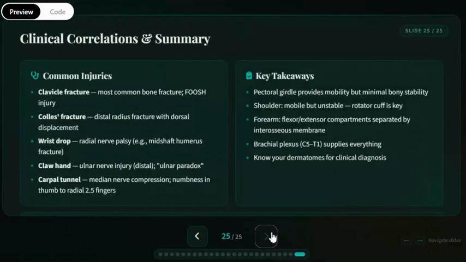To summarize, the upper limb is a highly coordinated system of bones, muscles, nerves, vessels, and joints that work together to perform complex movements.